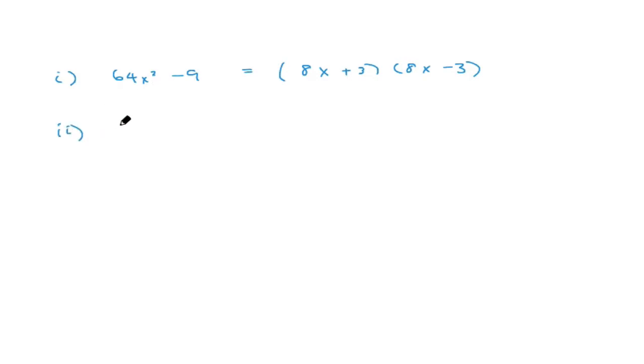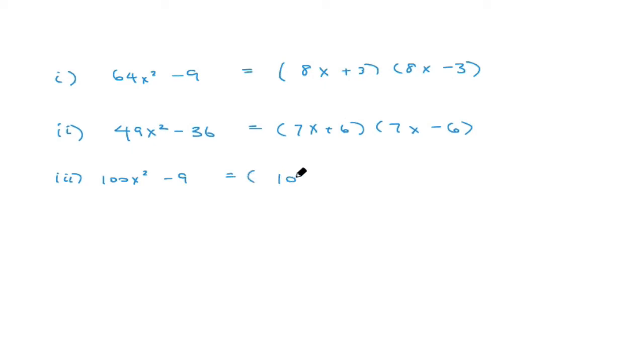Let's do the same thing for question 2, where we have something like this. So again, let's just square root both of these and see what we get. It's going to be 7x plus 6 and 7x minus 6. And then for part 3, we have 100x squared minus 9. That's going to be 10x plus 3 times 10x minus 3.